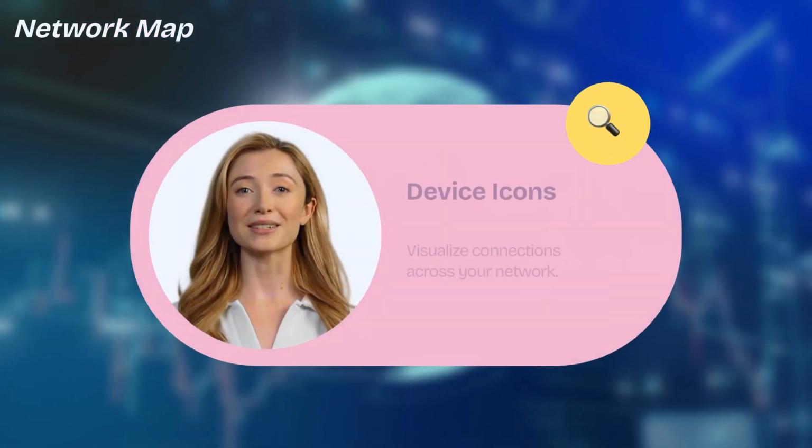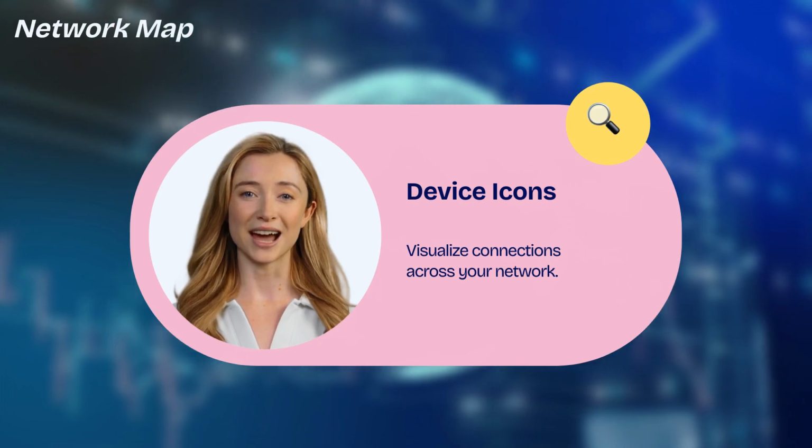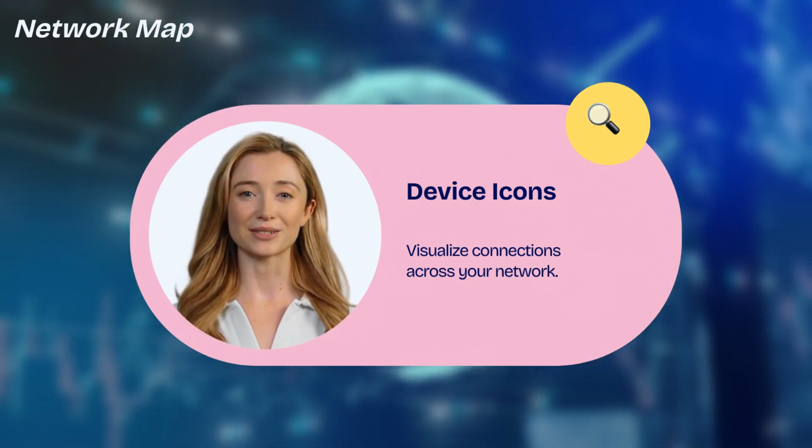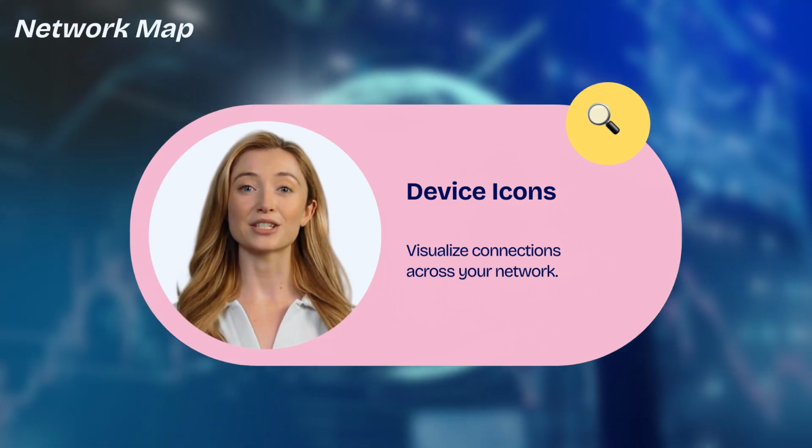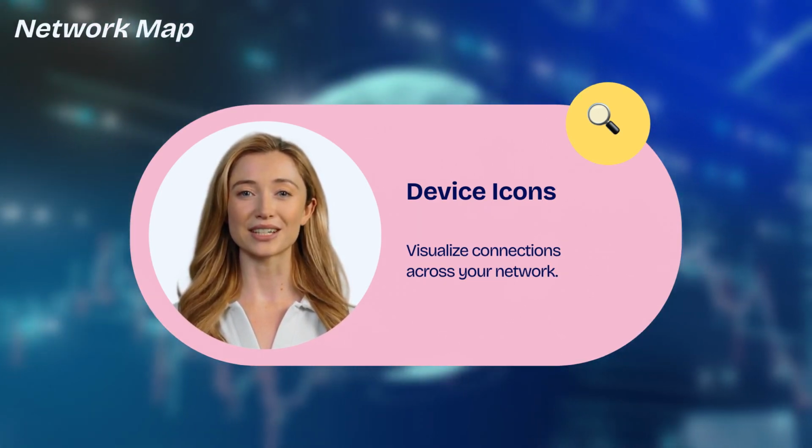Imagine you're making a map, but instead of roads and rivers, you've got icons for every device on your network. This map or network diagram shows how everything connects. It's like a treasure map to understanding your network's communication paths.